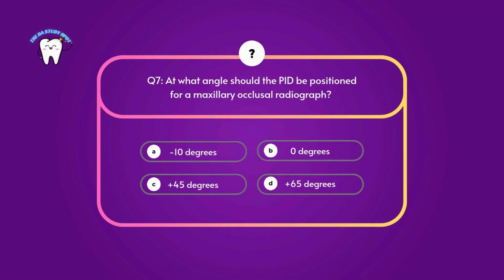Question 7. At what angle should the PID be positioned for a maxillary occlusal radiograph? A. Negative 10 degrees, B. 0 degrees, C. Plus 45 degrees, D. Plus 65 degrees.